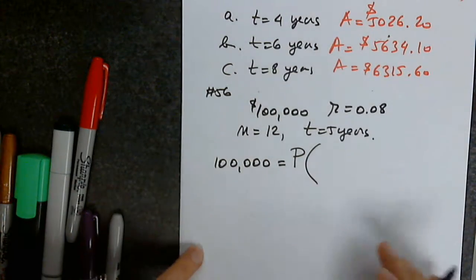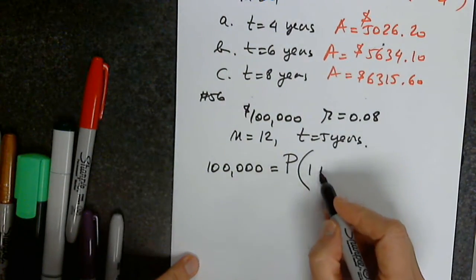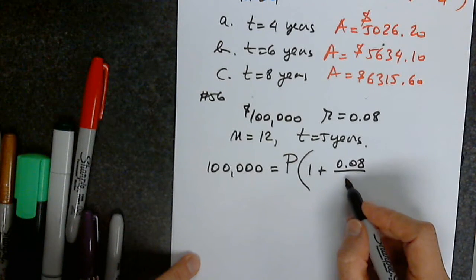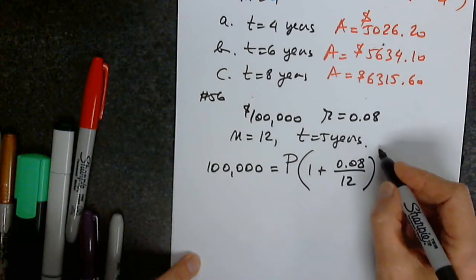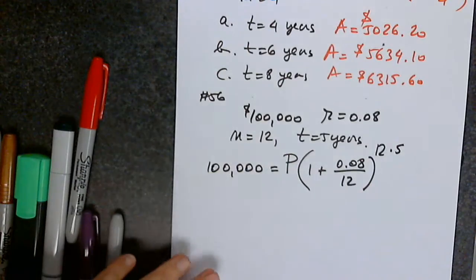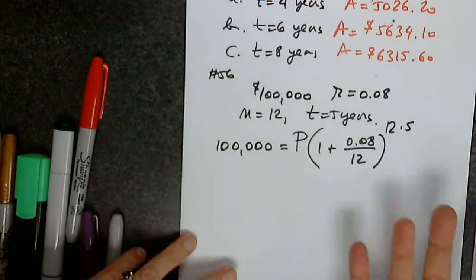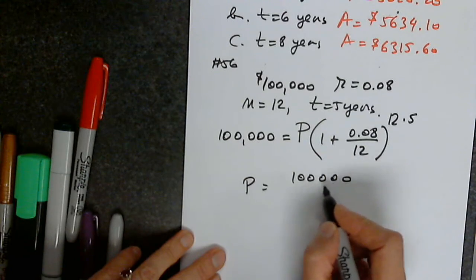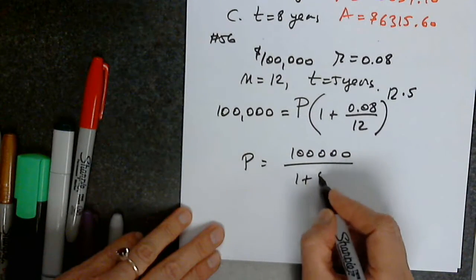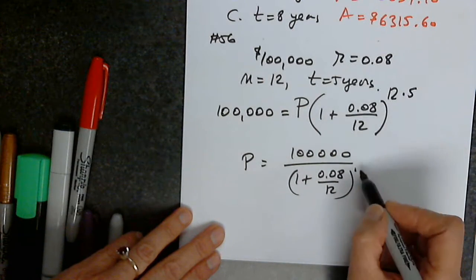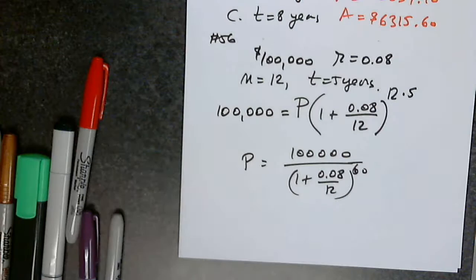And what will you put in parentheses? 1 plus 0.08 over 12, and raised to 12 times 5. This is a simple situation. All I have to do is divide by this number. Don't bother calculating it. Just divide 100,000 by all this: 1 plus 0.08 over 12 raised to power 60, 12 times 5. So let's put it in the graphing calculator.